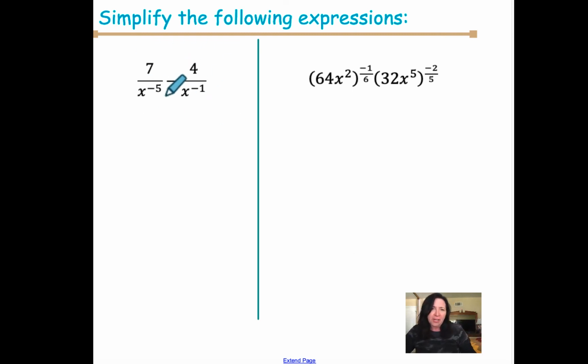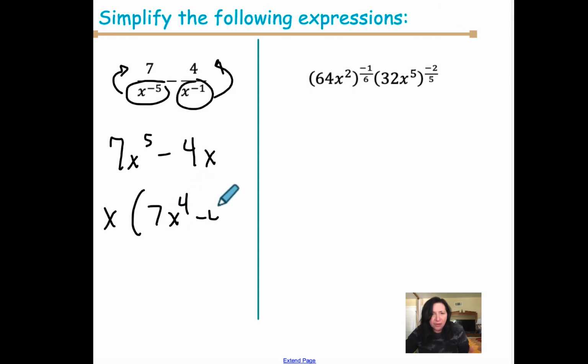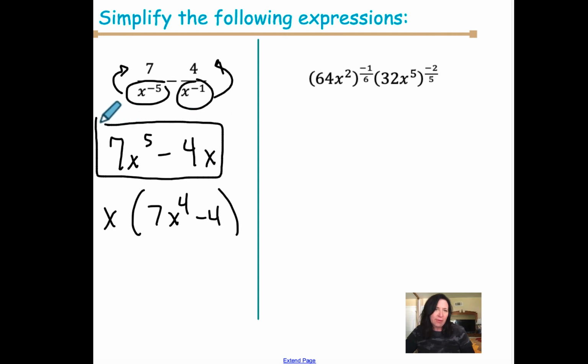For this problem here, I like this problem. This is saying, look, see this negative 5? That's coming up to the top. So that's saying 7x to the positive 5 minus this negative 1, x to the negative 1, come to the top, 4x. Simplifying this, realistically, the only thing you could do is do this, and then you're done. You can even leave it like this, and that would be fine.